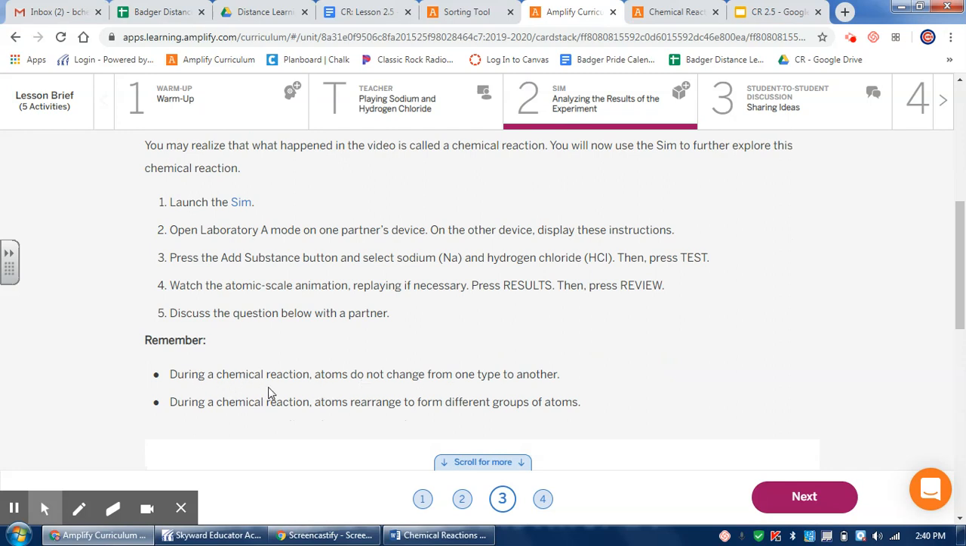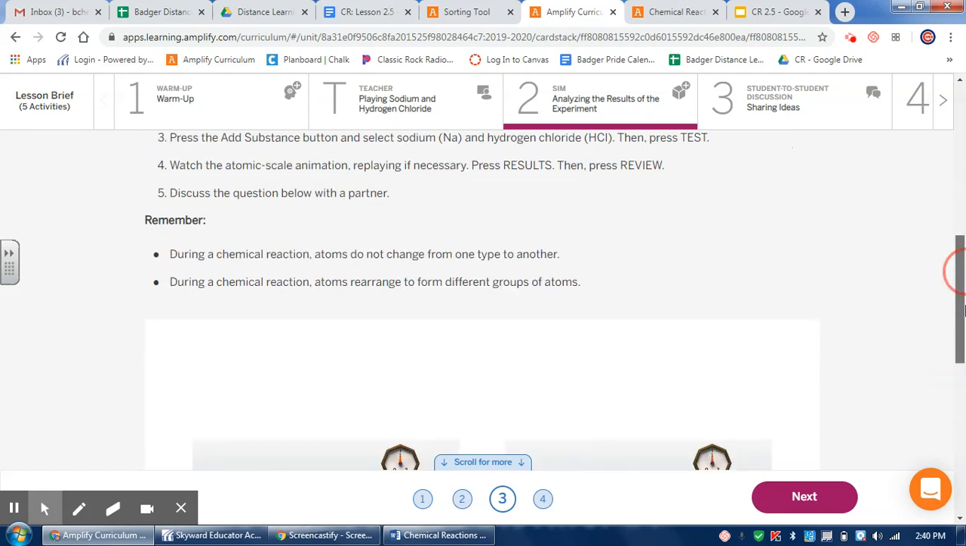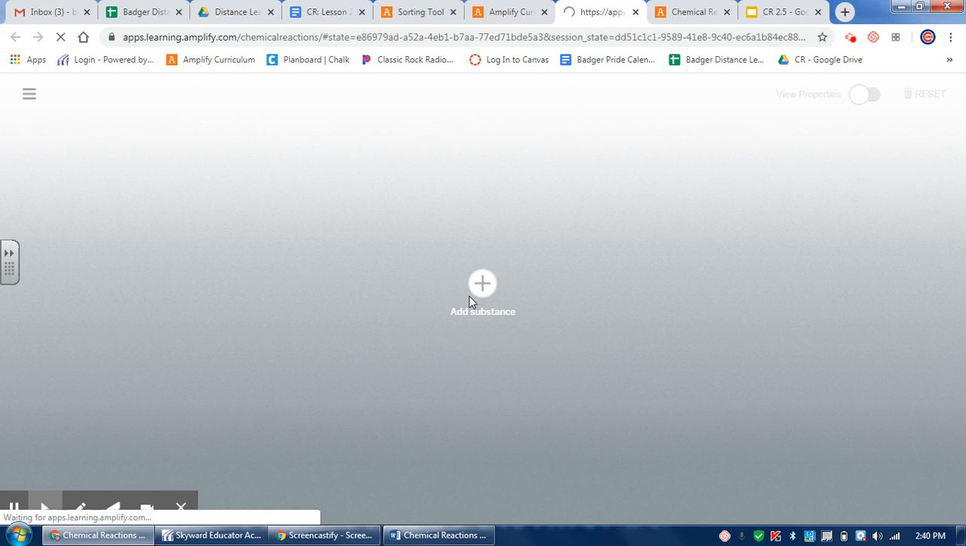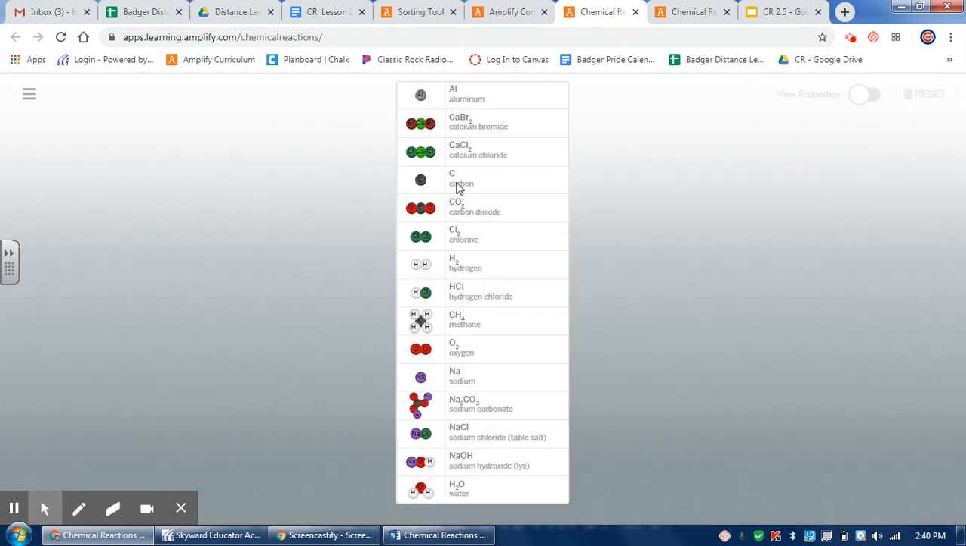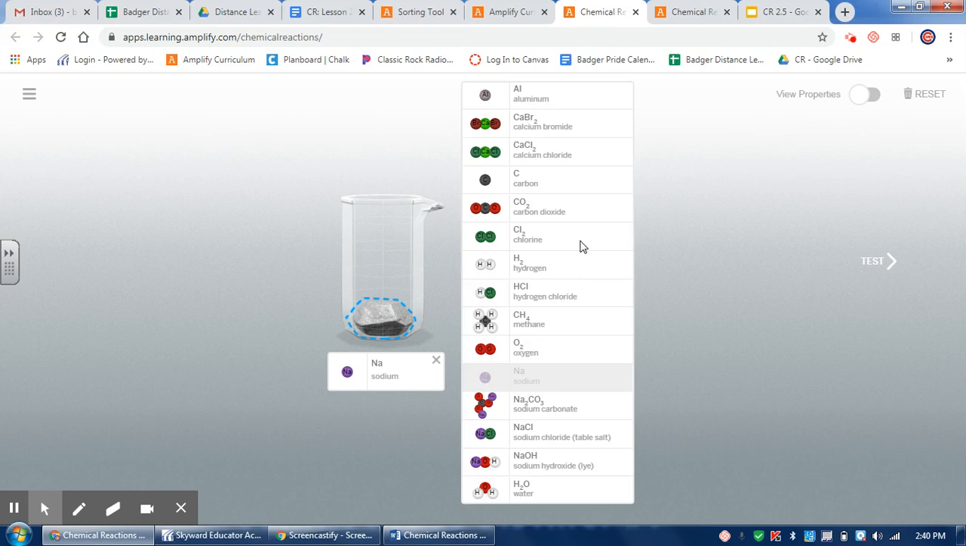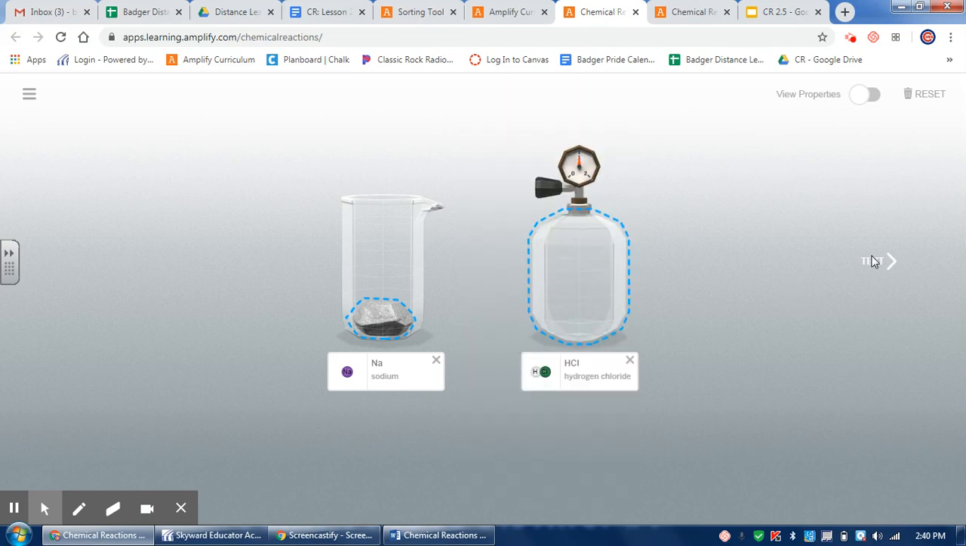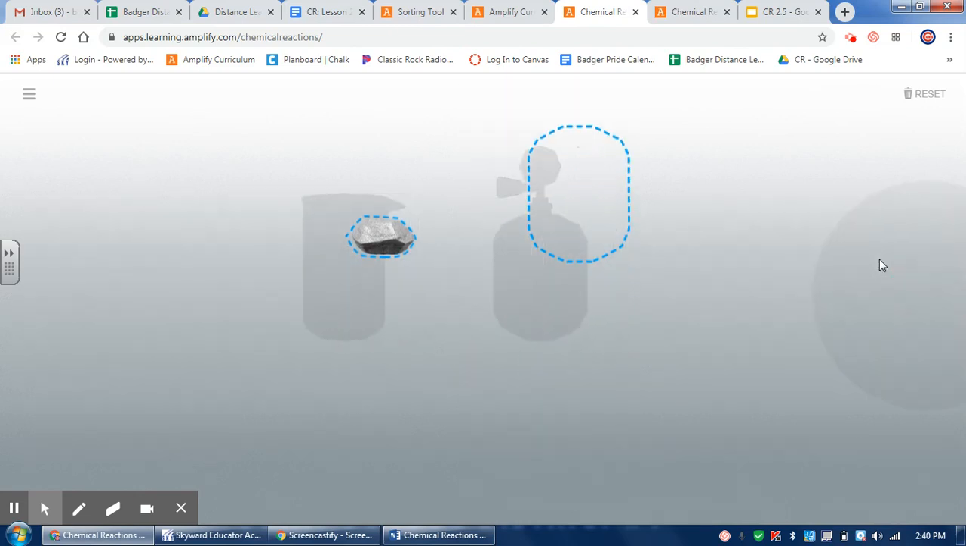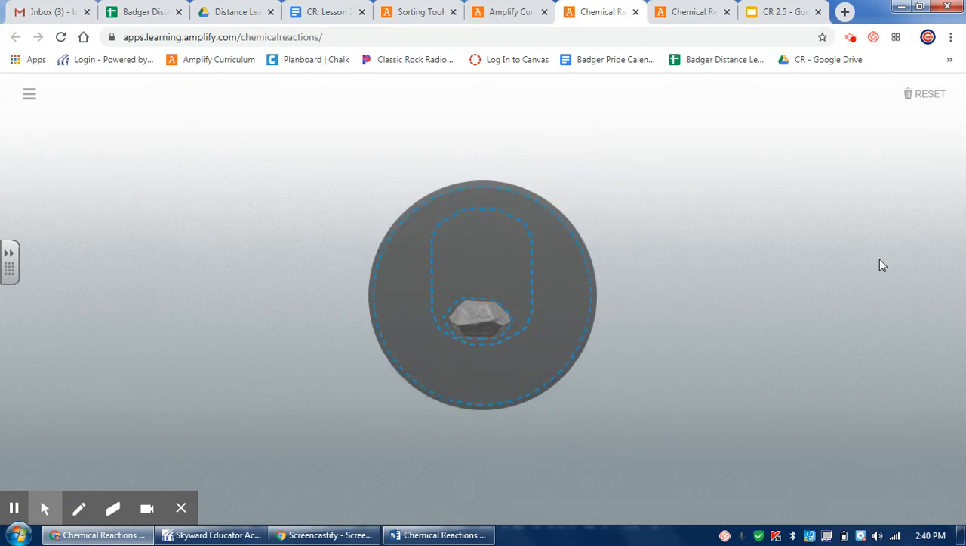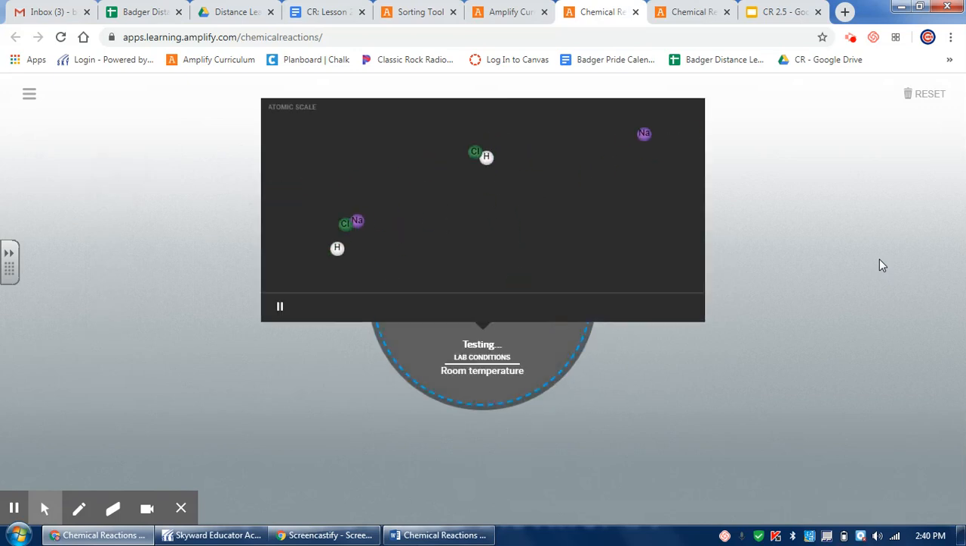Remember that during a chemical reaction, atoms don't change from one type to another. And remember that during a chemical reaction, atoms rearrange to form different groups of atoms. Okay, so we're going to go into the sim, and we're going to add our sodium, and we're going to add our hydrogen chloride, and we're going to test this by putting them together in the sim and watching what happens at an atomic level.